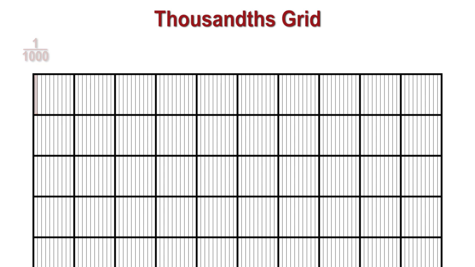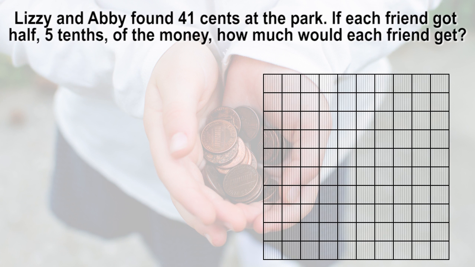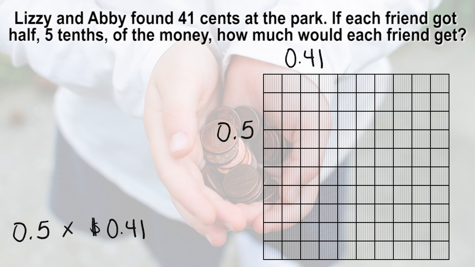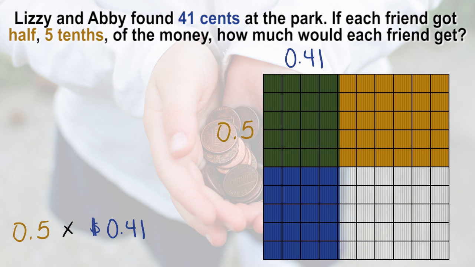Let's begin with our first problem and solve using the thousandths grid. Lizzie and Abby found 41 cents at the park. If each friend got half, 5/10ths, of the money, how much would each friend get? The expression that represents this situation is half or 5/10ths of 41/100ths, or 41 cents. Label the 5/10ths on the left side of the grid and 41/100ths on the top of the grid. Color 41/100ths vertically first. This represents the total amount of money they had. Then, using another color, shade in the 5/10ths horizontally. This represents taking half, or 5/10ths.